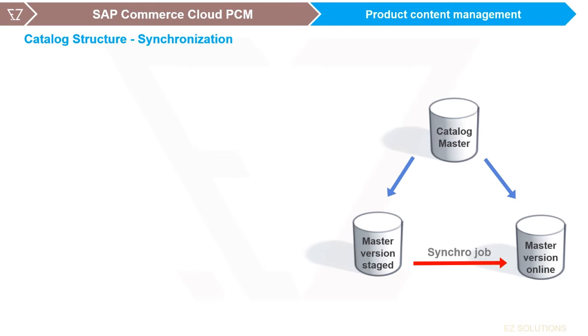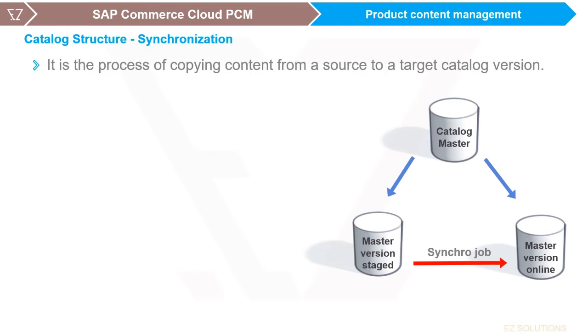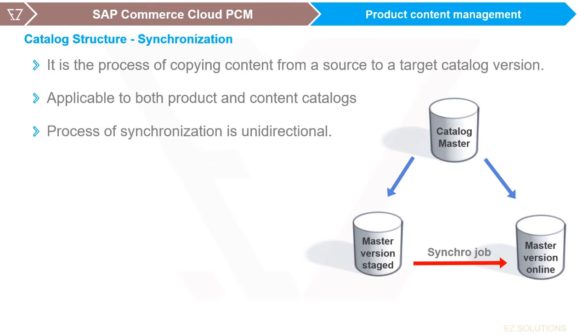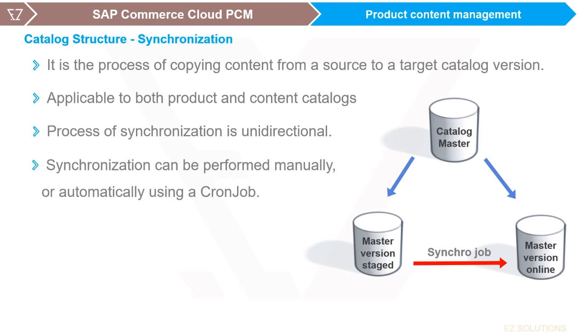Synchronization in SAP Commerce is the process of copying content from a source to a target catalog version. This process can be applied to both product and content catalogs and is used to keep the data in different catalog versions up to date. Synchronization is a unidirectional process, meaning that data is only copied from the source to the target and not the other way around. Synchronization can be performed manually or automatically using a cron job.